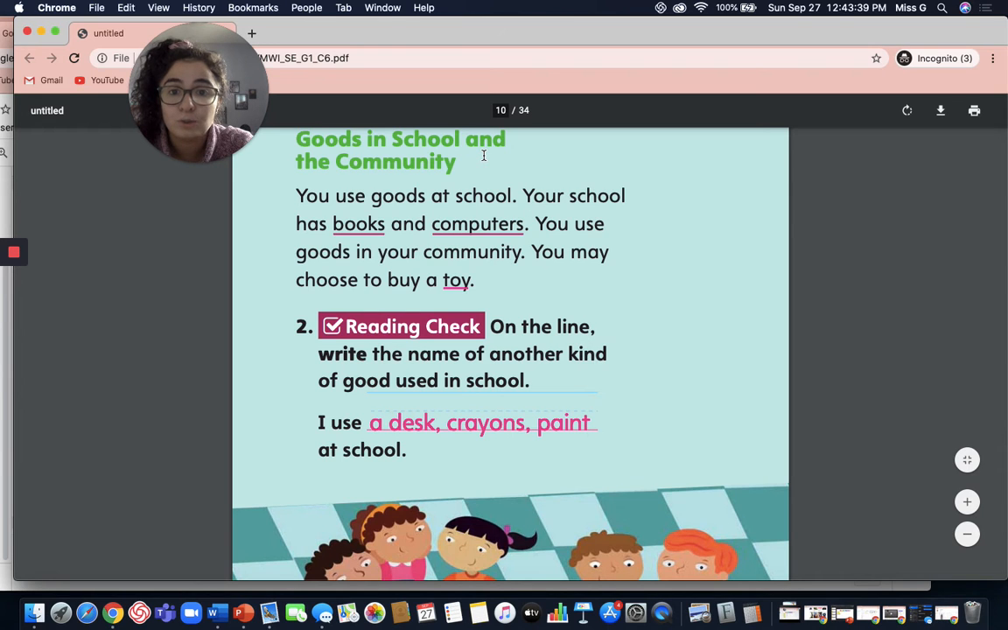Goods in school and the community. You use goods at school. Your school has books and computers. You use goods in your community. You may choose to buy a toy.